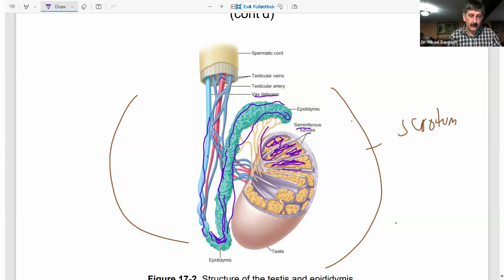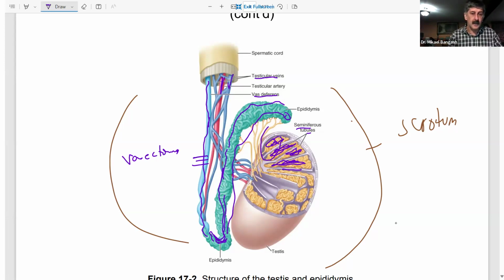What I mean is that this is what will be ligated in case of a vasectomy. Now this vas deferens here, as it leaves the scrotum, of course, goes along with the testicular vein, by the side of which is going to be the testicular artery.